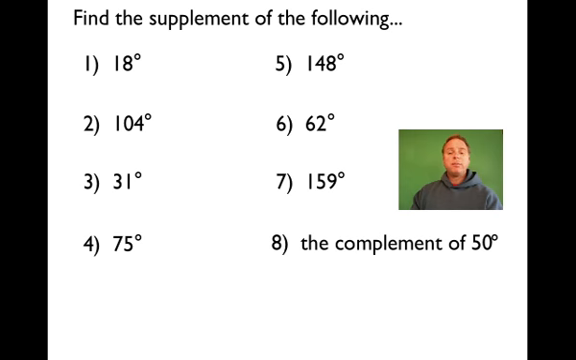So, find the supplements of the following: 18 degrees, 104 degrees, 31 degrees, 75 degrees, 148 degrees, 62 degrees, 159 degrees, and then we're going to give you a little trick one on number 8. So we'll start out again and do number 1 together. Remember, we're looking for the supplement, which adds up to 180. So 18 plus what equals 180? Well, that would be 162 degrees. Want to make sure that you put your degree signs in there. Don't just put the number.